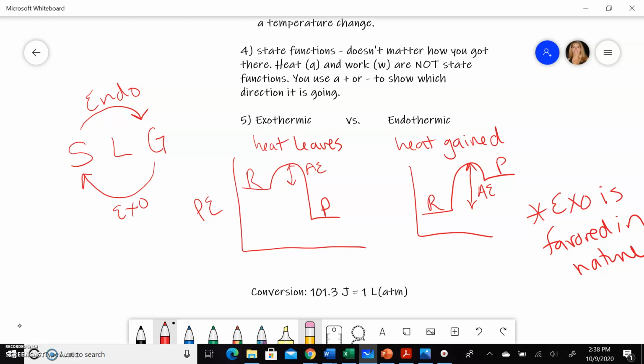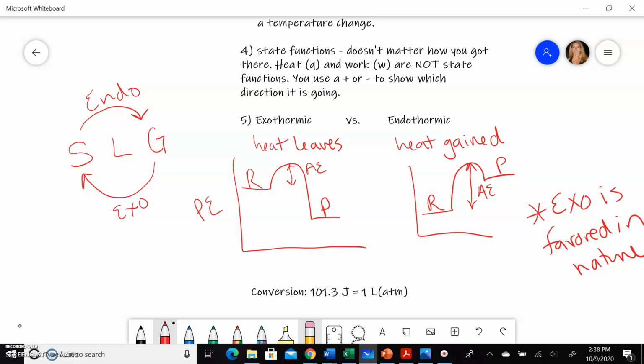To get a liquid to freeze, you have to remove some of the energy of the particles. You have to slow them down to turn them into a solid, to freeze them. So keep in mind that endo and exo can be a reaction, or it can also just be a physical change.